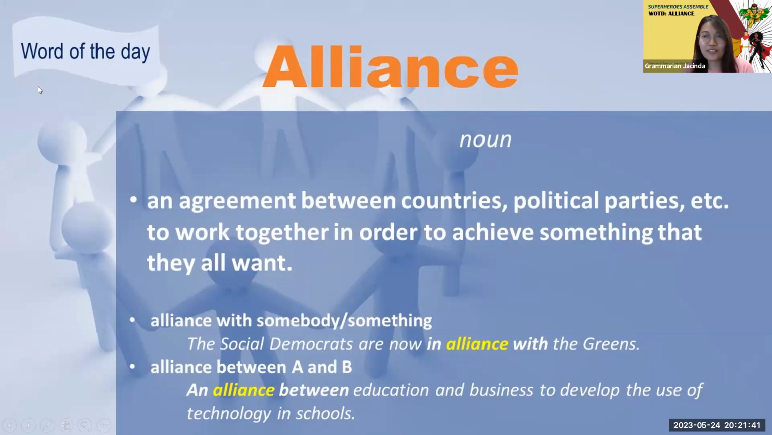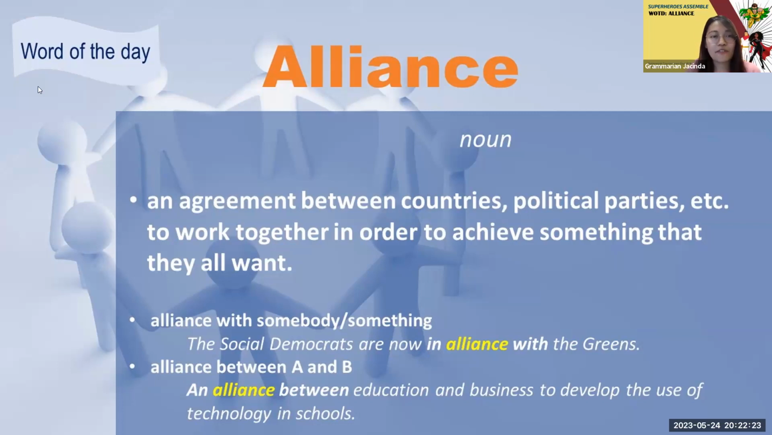In superhero stories, alliances are often formed when heroes join forces to combat a greater threat or achieve a shared objective. It also highlights the importance of collaboration, teamwork, and solidarity among superheroes, and we also practice this in Toastmasters. It is a noun, and the meaning is an agreement between countries, political parties, etc., to work together in order to achieve something that they all want.